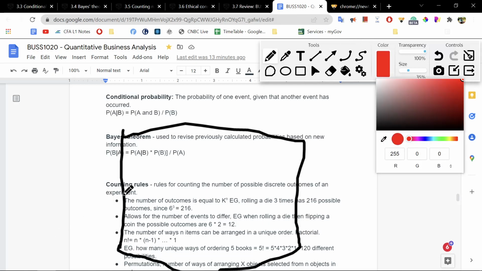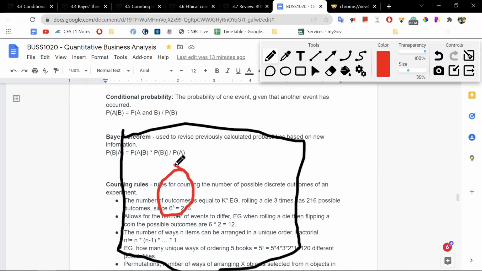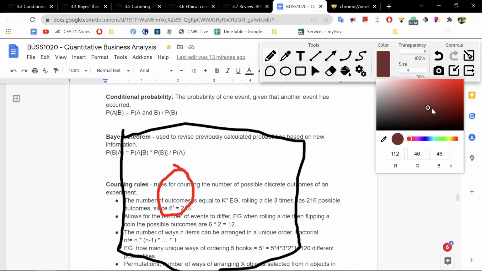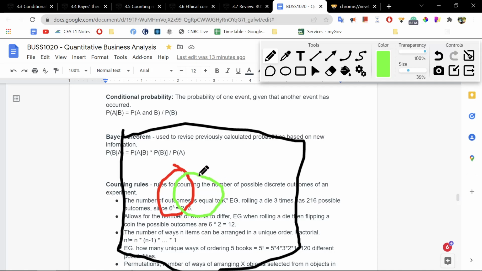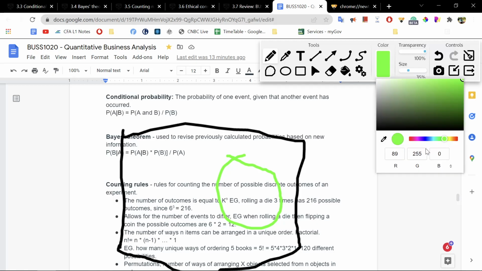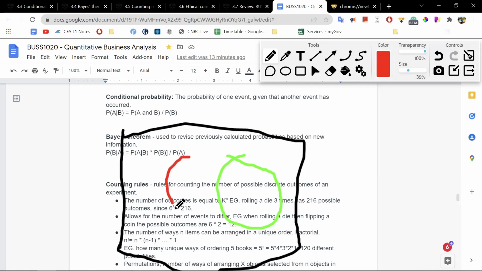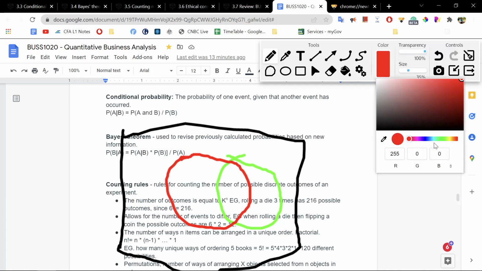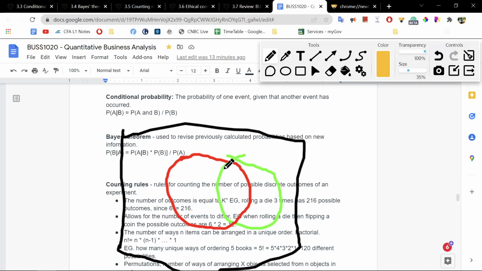So this is the probability of event red happening. This is the probability of event green. Okay, it's way too small. This is the probability of event green happening. And then this is the probability of event red happening. And then in the middle, we have the joint probabilities of event yellow.